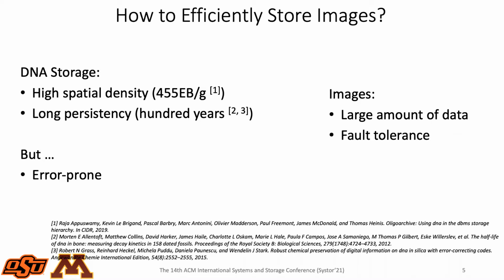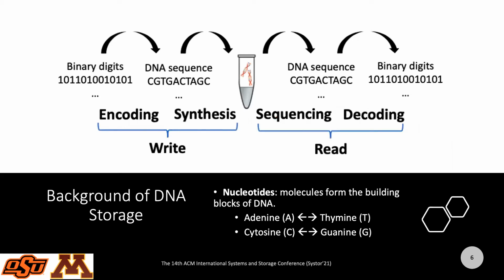Regarding images, we have a lot of image data generated every day, but images are kind of fault tolerant, which means even if we have some errors in one image, we can still recognize it. So in this paper, we try to answer the question of how to efficiently store images in DNA storage. Before going into the details of this paper, I want to introduce the background of DNA storage, and we will also cover the background of images.